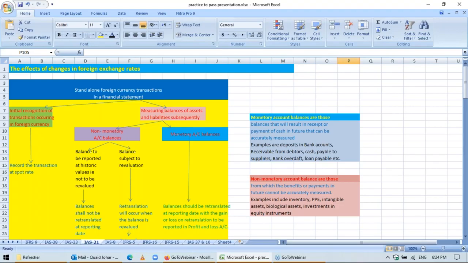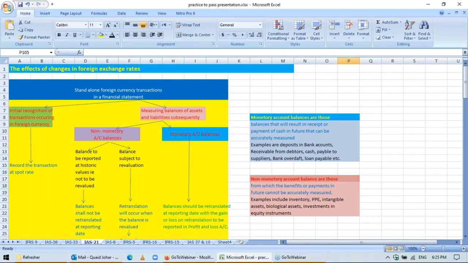So what do the standards say? Sometimes a company starts doing transactions in foreign currencies. Companies usually export their products, and sometimes they are selling in foreign currency. So the transaction occurs in foreign currency, but your functional currency and reporting currency is, suppose, rupees, and you are selling in dollars. So your trial balance is being prepared in rupees.